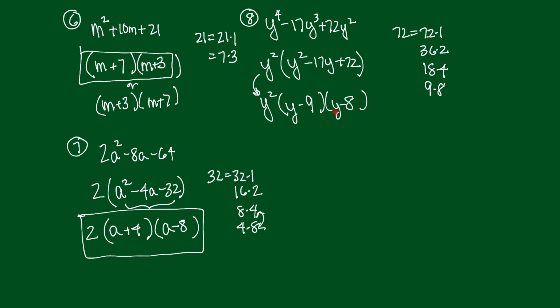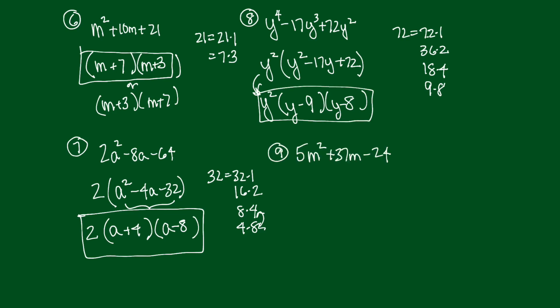And now you can see it. y times y is the y squared. The outer product, negative 8y. The inner product, negative 9y, right? Negative 8y minus 9y, negative 17y. And negative 9 times negative 8 is positive 72. So we've got our factored form right there.